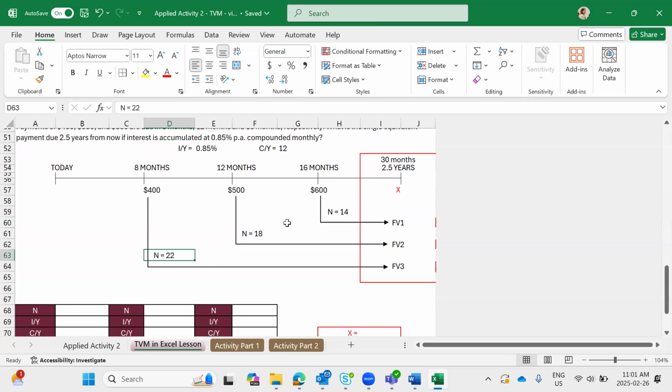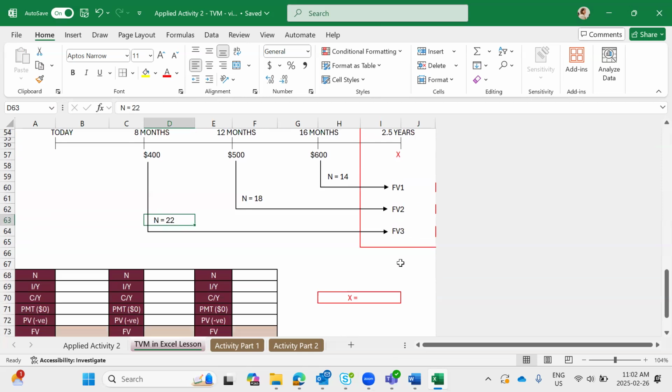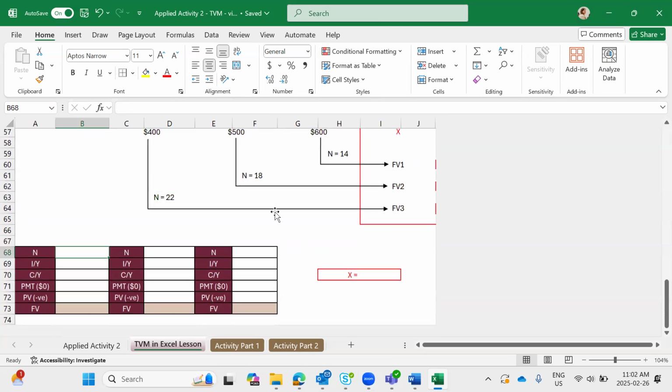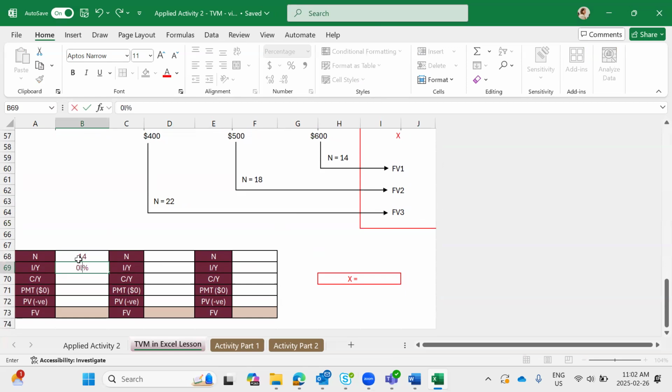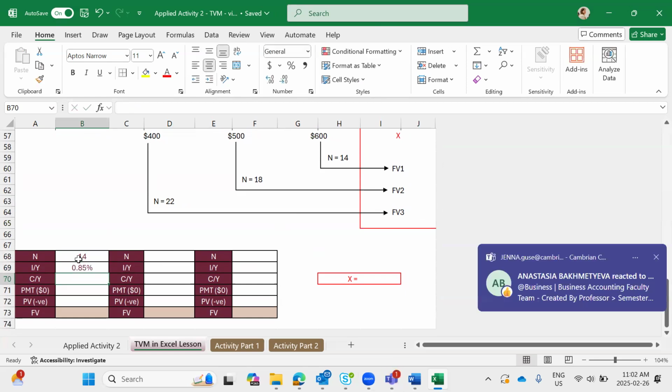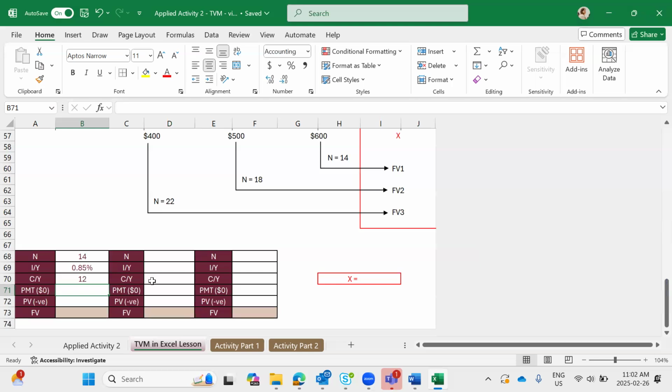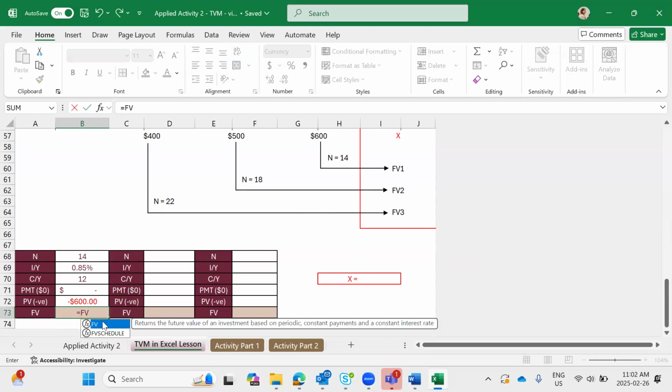Now we need to use Excel to calculate the FVs instead of using the financial calculator. It doesn't really matter which one you do first, just try to stay consistent with your naming. So if I said FV1 went with the $600, for that one, N is 14. The interest rate is 0.85 for all of them. The compounding was 12 for monthly compounding for all of them. The payment's always 0. And if we're starting with the $600 as FV1, negative 600 would be the PV.